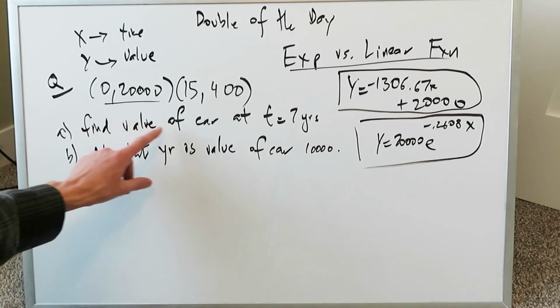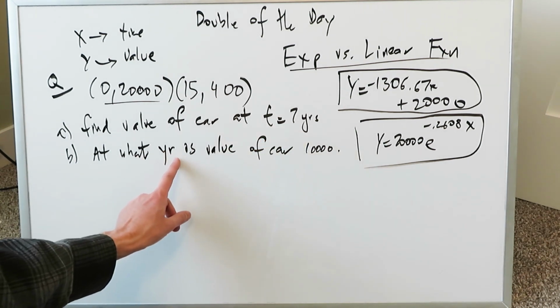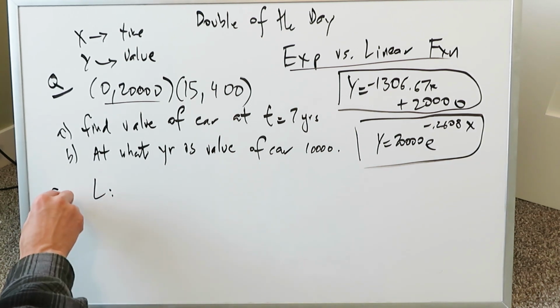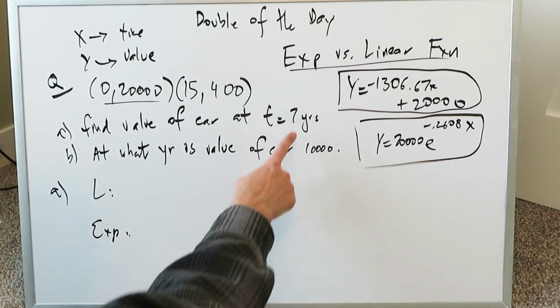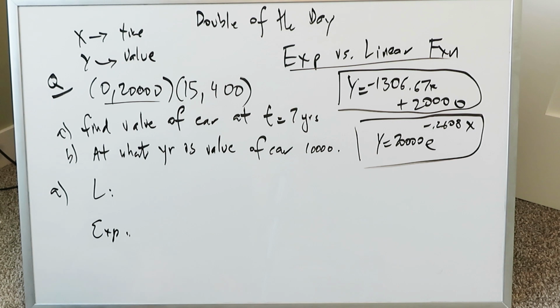The first one is find the value of a car at time equals 7 years, and the second one is at what year is the value of that car $10,000. Well, if you look here at the linear equation, and we're doing here the answers for question A, the linear, and then we'll do the exponential. All you have to do is basically plug the value 7 here because time is represented by x in the places of that, and see what your y value is.